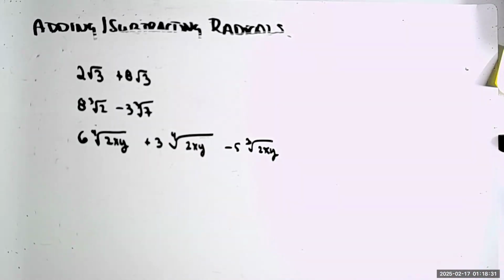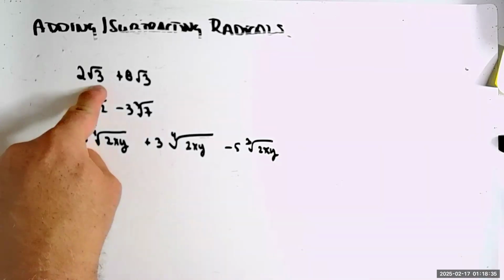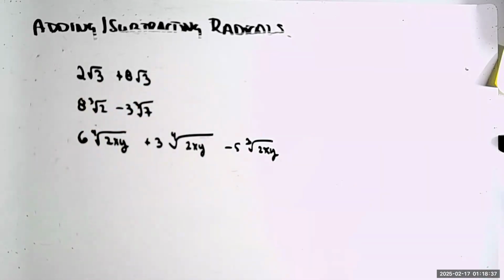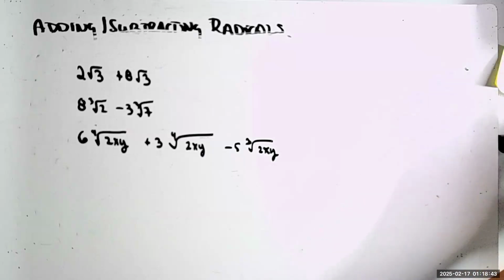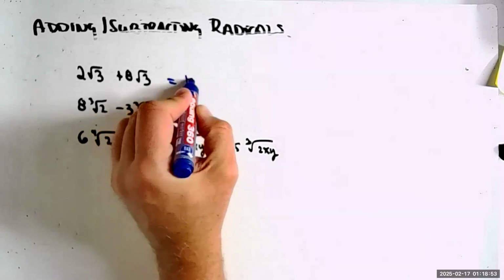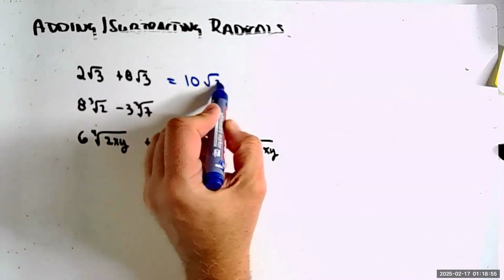Okay, let's see what we have. On the first one, 2 square root of 3, 8 square root of 3. Of course, those are like terms, so we may combine those two. 2 plus 8, 10 square root of 3, and we are done. It's going to be 10 square root of 3.